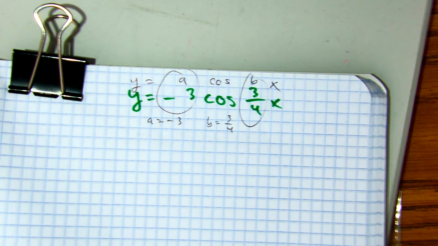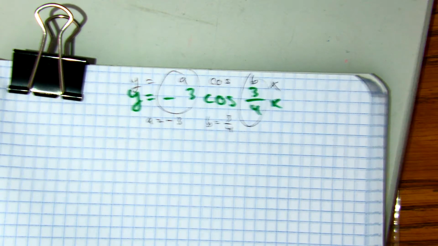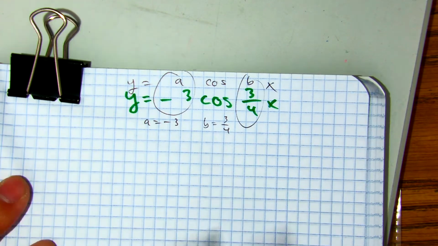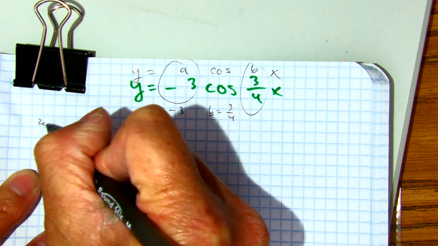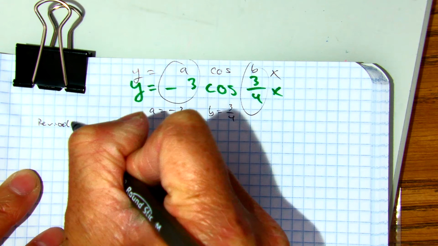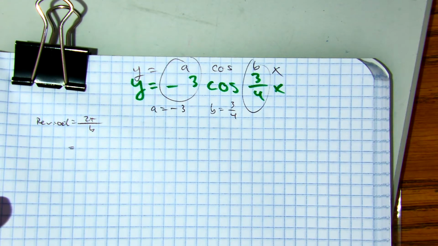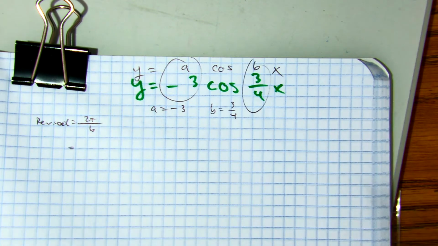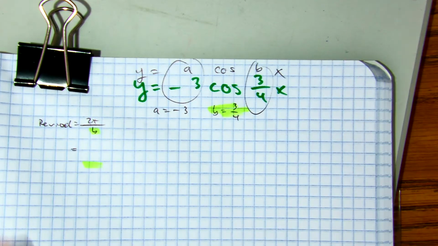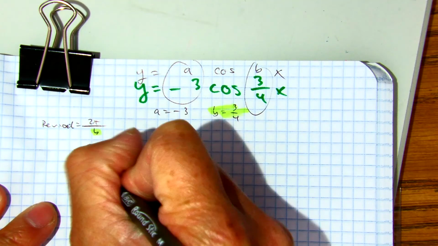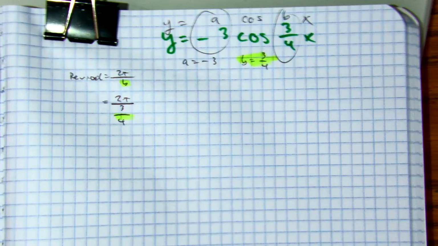Brian, what should we do next? What's your equation for the period? 2 pi over b. Yep. So now I have a b value of 3/4. So I have 2 pi over 3/4. And now I'm just going to turn this sideways.